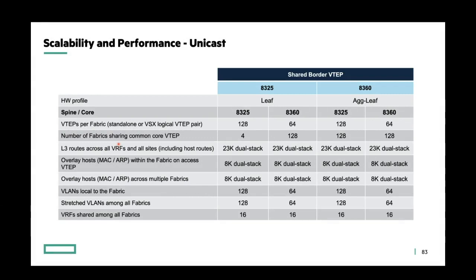So, the scalability and performance. You will have the different scalability numbers in that array. Two things are important. It depends on the device that you are using as a shared border VTEP, or the number of broadcast groups that you can use. But the scalability of the fabrics by themselves will also depend on the device that you use at the spine or core layer. So depending on whether you are using an 8325 or 8360, you won't have the same level of scalability.